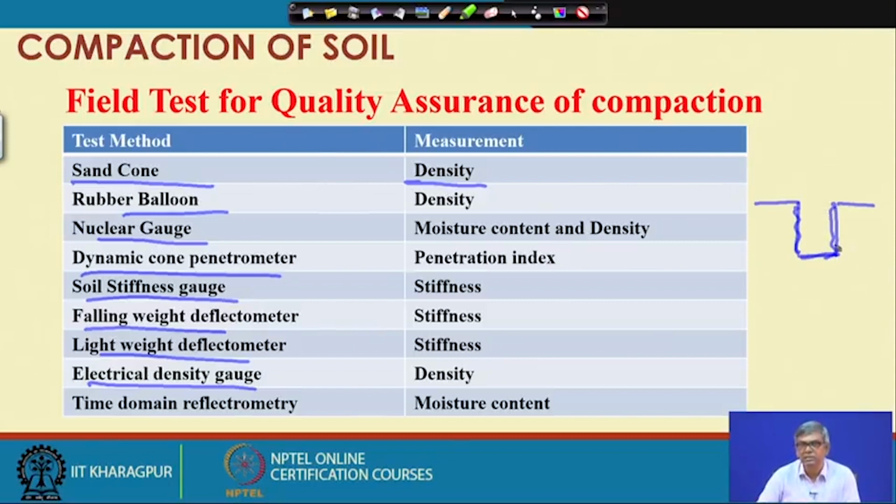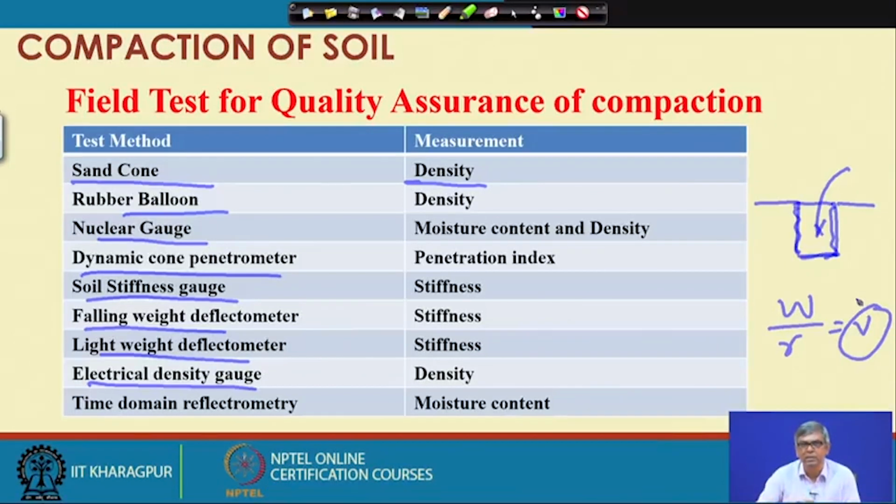This volume is generally determined by filling with sand, and that sand has a definite density. So, how much sand has gone in, its weight is taken, and if I know the density, then by gamma you get the volume. Once you get the weight divided by this volume, it will give you the bulk density, and bulk density divided by 1 plus water content w will give you the dry density.